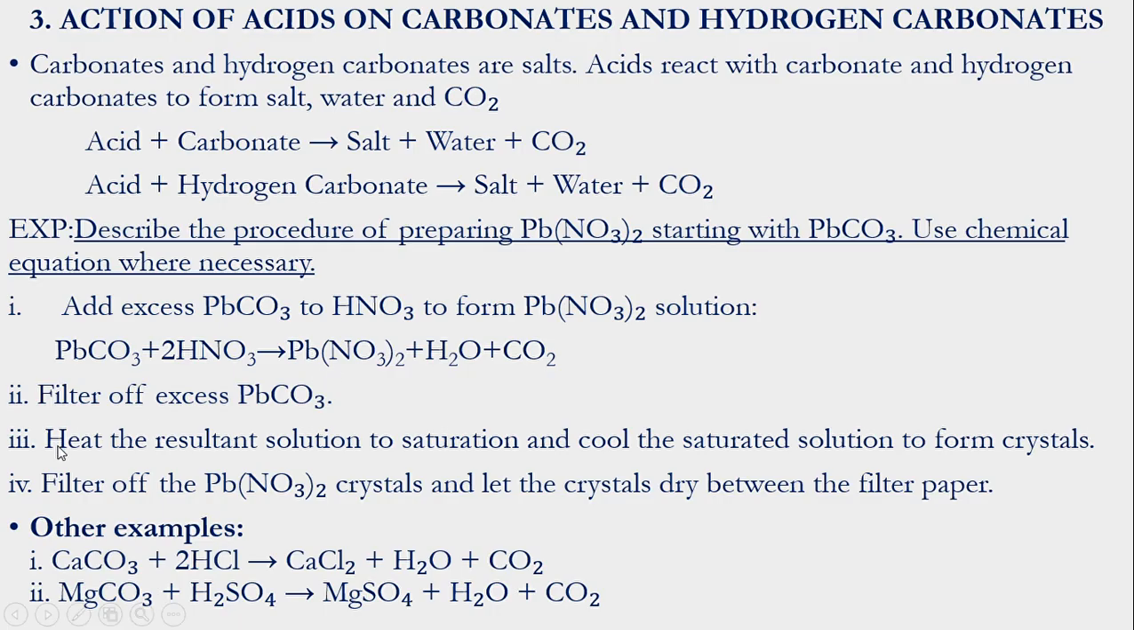Step number 3, this one is to obtain the crystals again. Heat the solution to saturation and cool the saturated solution to form crystals. The final step, filter off the lead nitrate crystals and let the crystals dry between filter papers. So this is the process or the procedure on how to obtain a salt from the carbonates. Other examples are, for example, calcium chloride can be obtained by a reaction between calcium carbonate and hydrochloric acid.